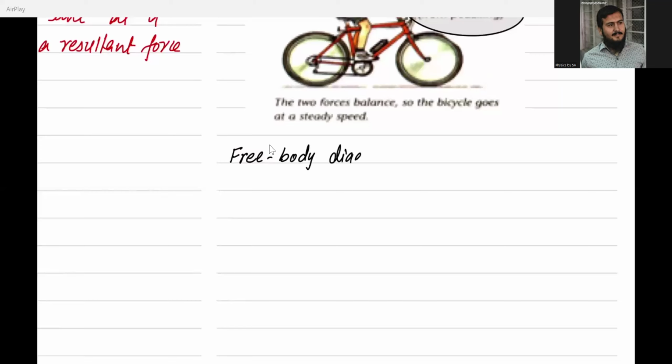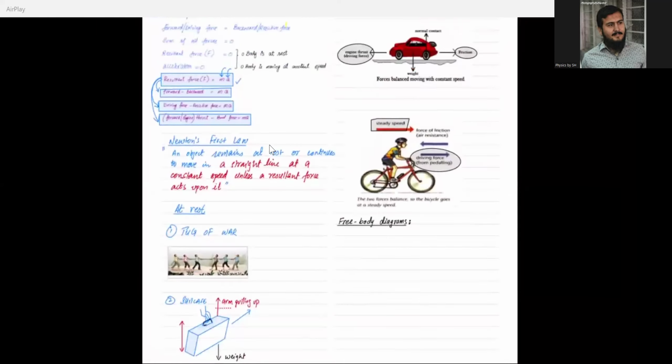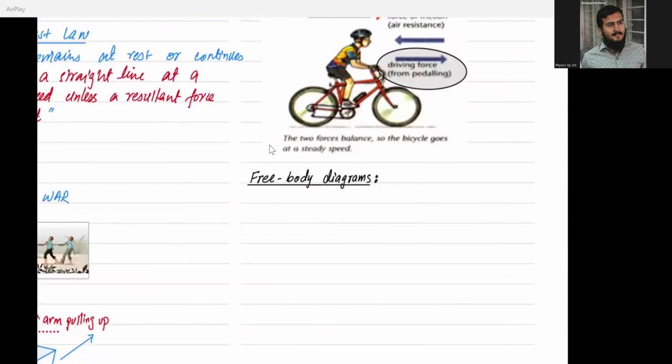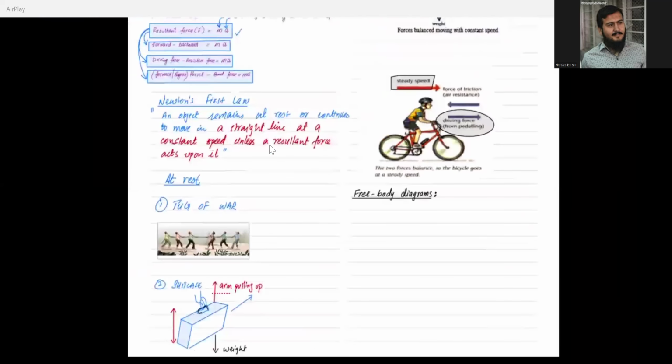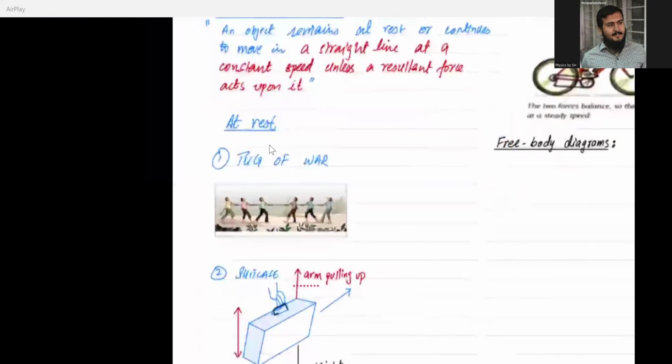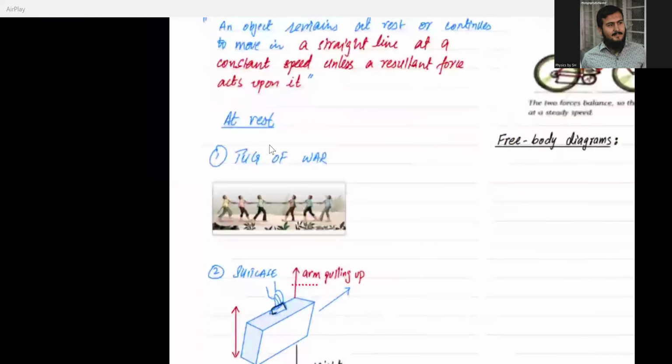Wait, so we will have to draw diagrams about it on the exams? Exactly. Free body diagrams exam में draw करने को आती हैं. ठीक है? Free body diagrams. अब free body diagrams बनानी है. Free body diagram सबसे पहले tug of war की बनानी है. तो मैं यहाँ लिख लेता हूँ. Number 1, tug of war.